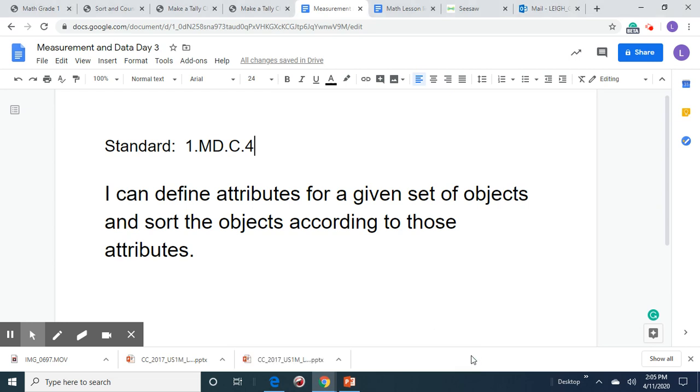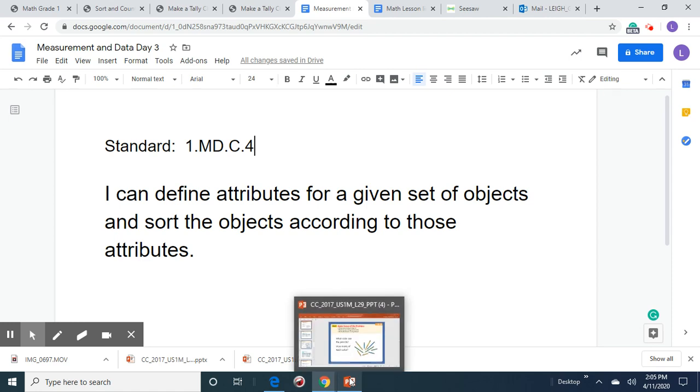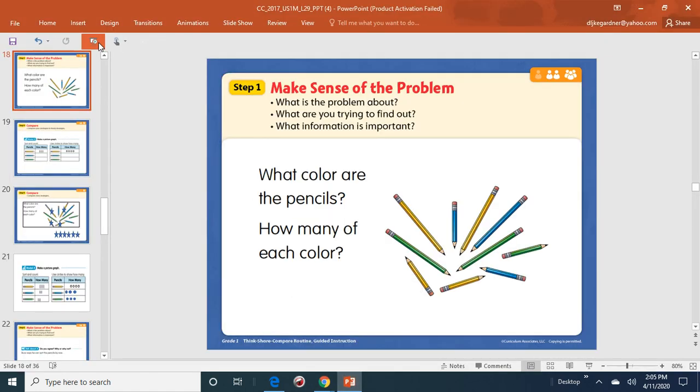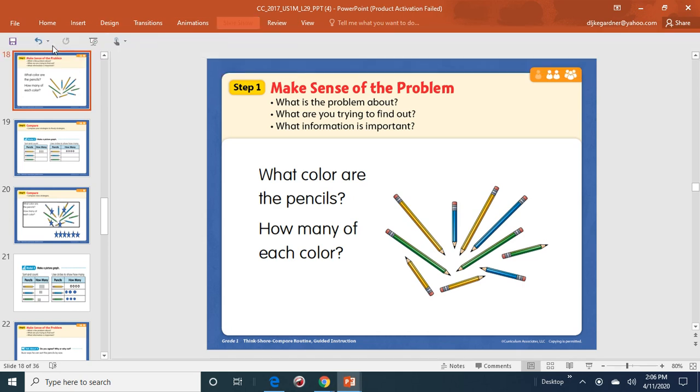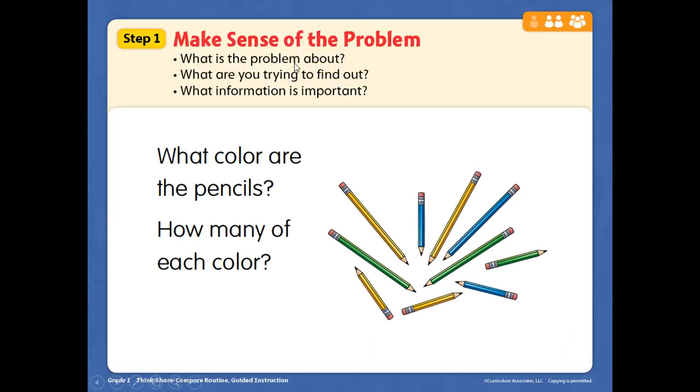Today, our learning objective is that I can define attributes for a given set of objects and sort the objects according to those attributes. Today, we are going to start with some pencils. And when we're looking at these pencils, remember, we're trying to find out what is the problem about, what are we trying to find out, and what information is important.